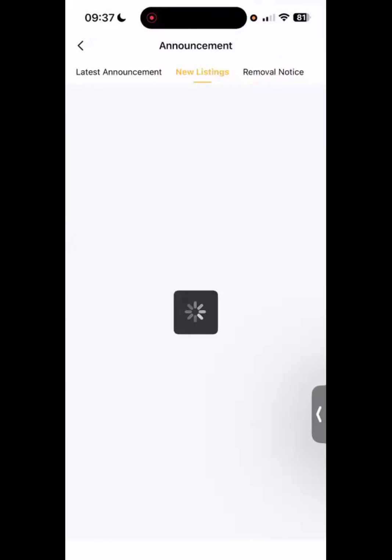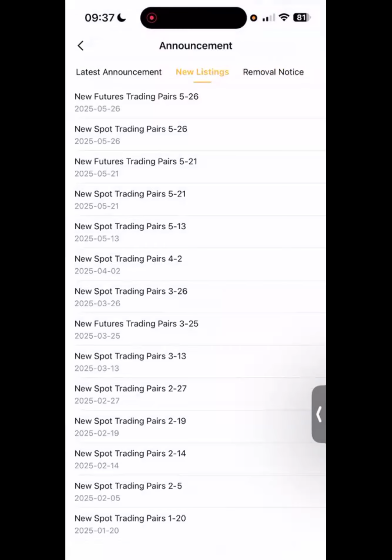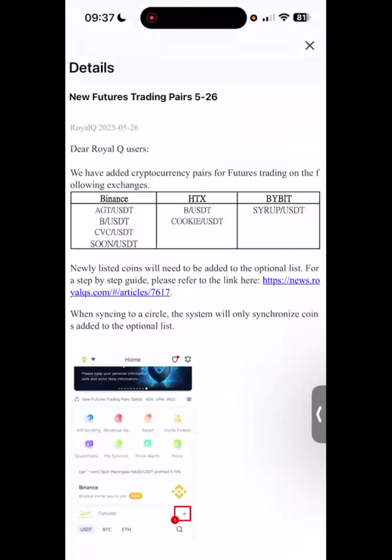All right, let's go to new lessons. Now, anytime any new trading pairs are being added, RoyalQ alerts us that so and so coin have been added. So if you are using the Binance Exchange or HTX or Bybit, if you feel like adding these trading pairs, you can do that. It is not compulsory. There are default coins that came with the app, but the ones that are not default, you need to add them manually. I hope that is clear.